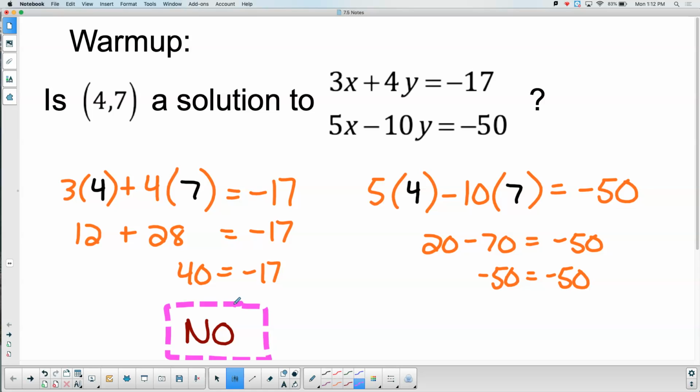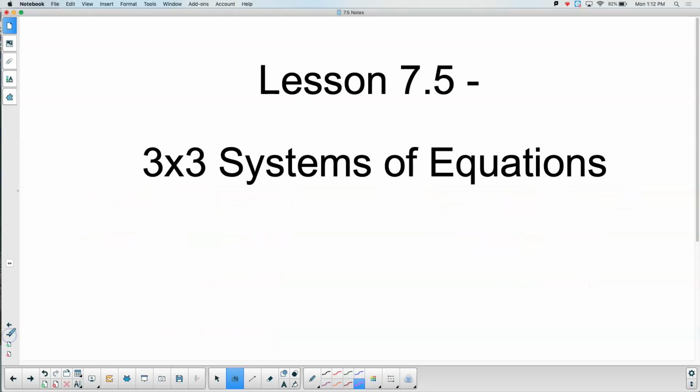Okay. Today and this week, we are going to take it up another notch. By taking it up another notch, now instead of 2 equations with 2 variables, we are going to have 3 equations with 3 variables. So we have to go a little higher, do more stuff.